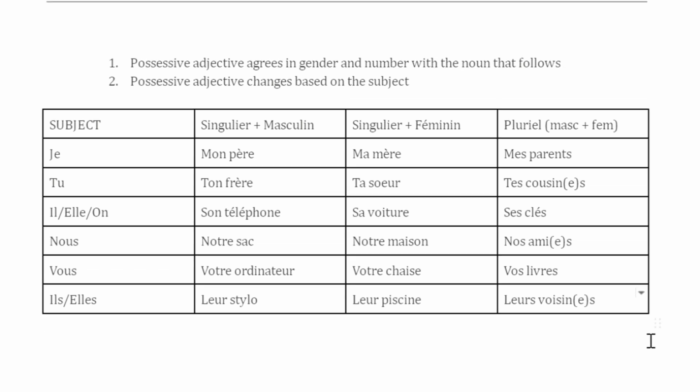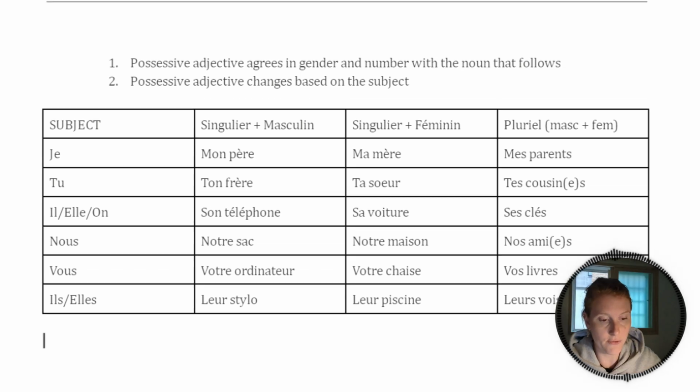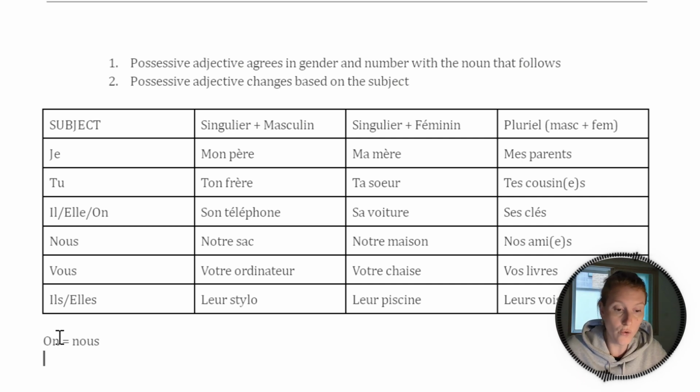So that's how you would conjugate it. Now, we have a few not exceptions, but comments to make, right? So first of all, as a reminder, if we're using on, on can be we, nous, or it can be on making a general statement, meaning everybody, otherwise known as tout le monde. So on equals nous or on equals tout le monde.